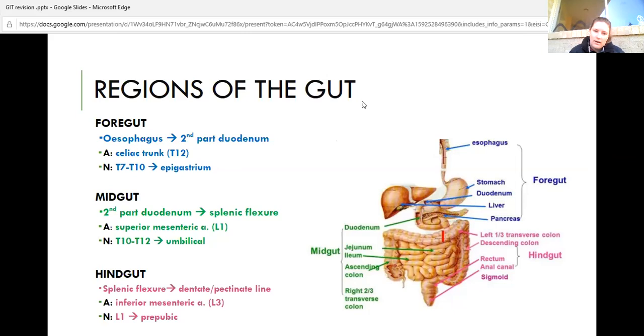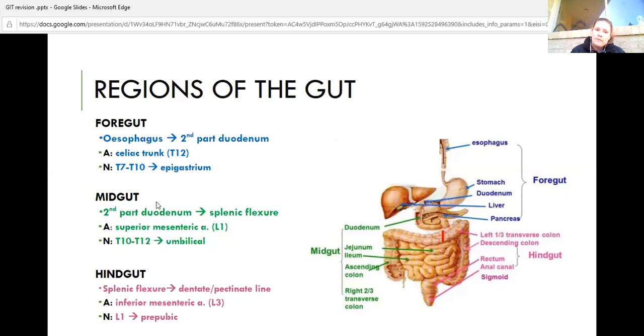All right, so moving on to the gut. You've got the foregut, midgut, hindgut. The first bit is esophagus to the second part of the duodenum, and that's supplied by the celiac trunk, which comes off at T12. Then the innervation refers to the epigastrium region, so T7 to T10.